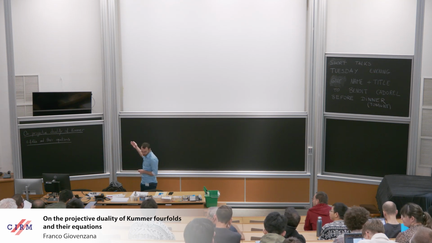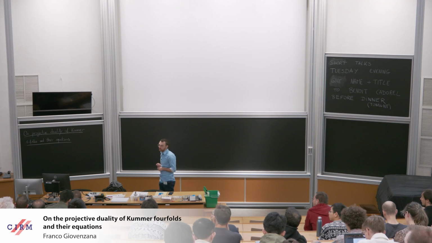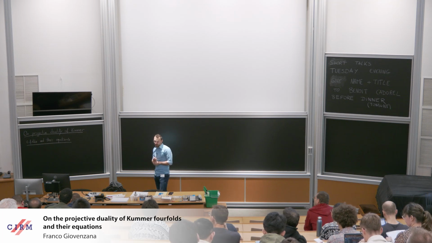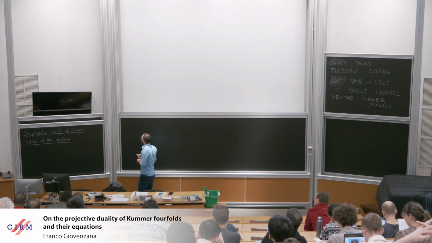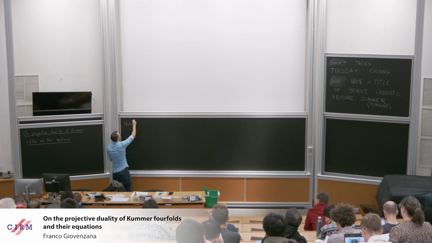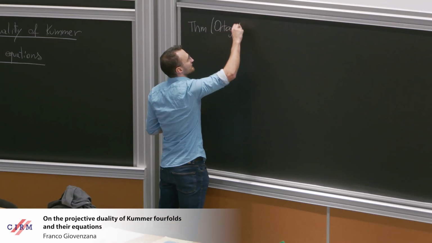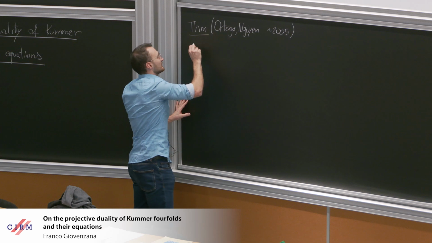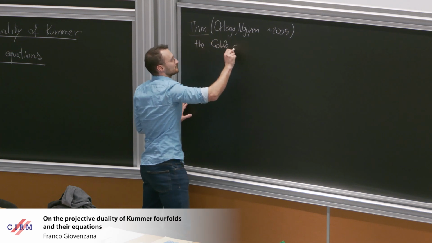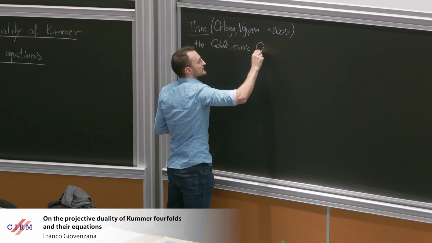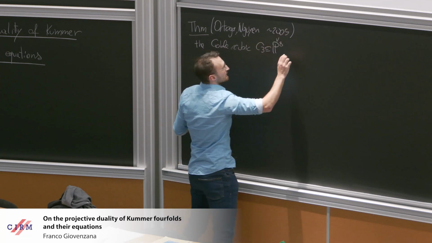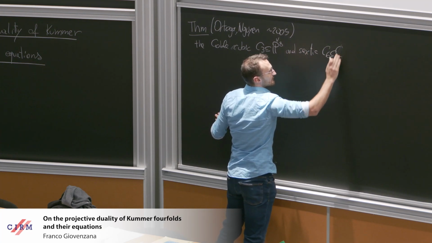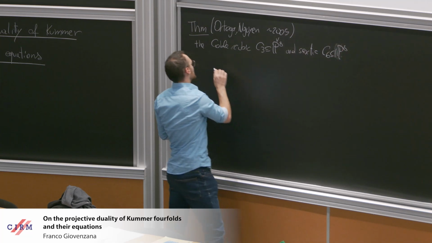So I'm going to be talking about a projective duality statement, which is classical theory, but for some Kummer fourfolds, which are hyperkähler manifolds of dimension 4. We actually start with a theorem by Ortega and Nguyen around 2005, which says that the Coble cubic C3 inside P8 dual and the Coble sextic inside P8 are projective dual.